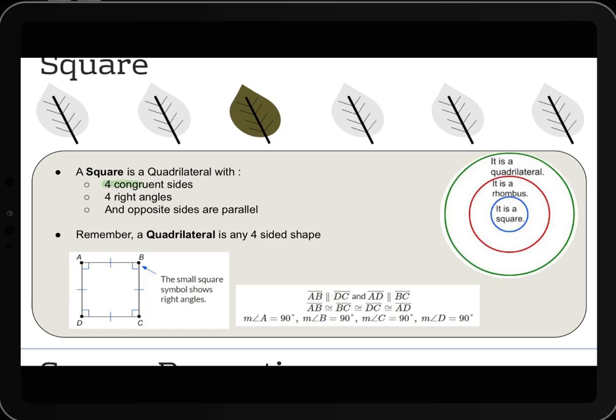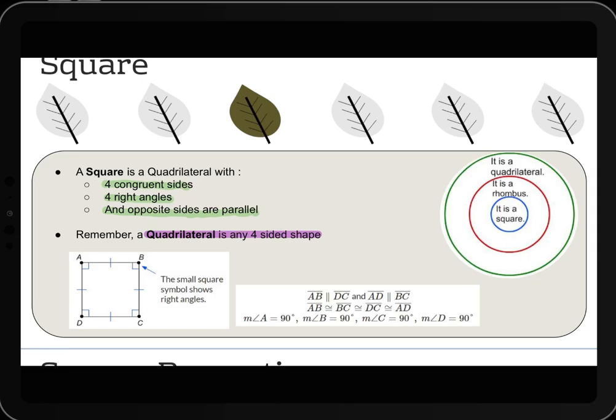So it has 4 congruent sides, 4 right angles, and the opposite sides, of course, are parallel. What's unique about it is that it has 4 right angles as well. And as you already know, quadrilaterals have 4 sides. So we can see there that we have the right angles. All 4 sides are going to be the same. And of course, because they're right angles, the degrees of those angles are 90 degrees.